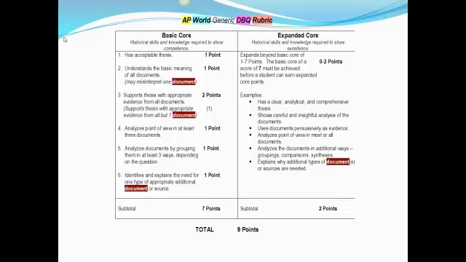And this is probably one of the easier ways to get your expanded core, as you can just add different types of additional documents that we just talked about in the basic core on number 6. If you can get the 2 points there, you get a 9 on your DBQ, and you're well on your way to getting a 3, 4, or a 5 on your AP World History test.